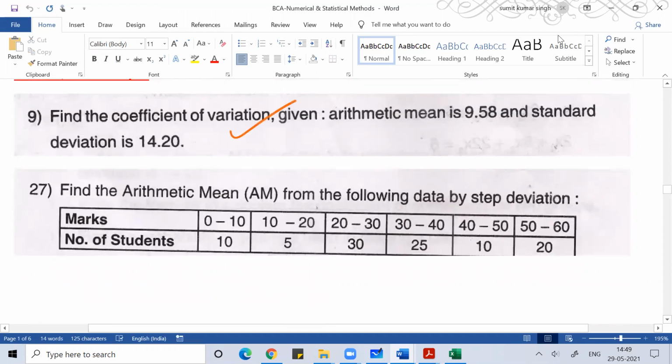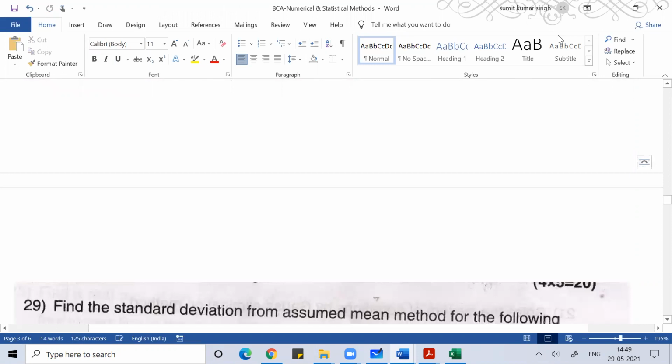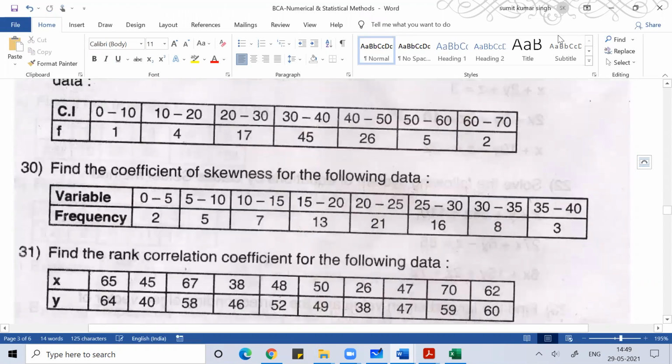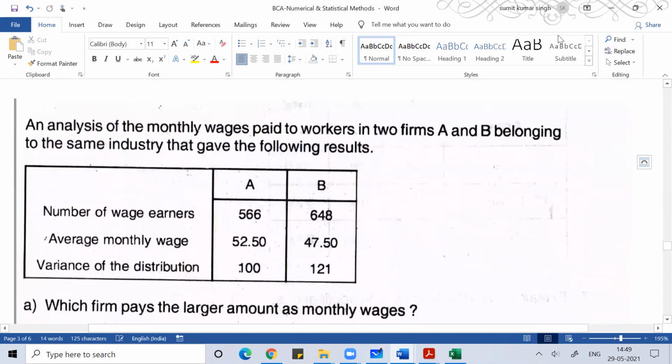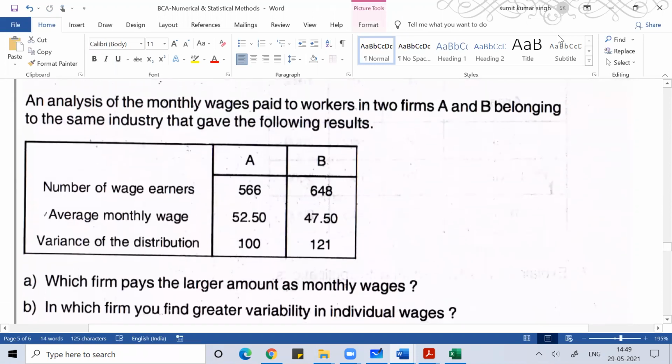Already we have done this kind of question yesterday, a 2 marks question. Now if you see this question: an analysis of the monthly wage paid to the workers in 2 firms A and B belonging to the same industry gives the result. The number is given, the average is given, the variance is given. The question is, which firm pays a larger amount as a monthly wage?